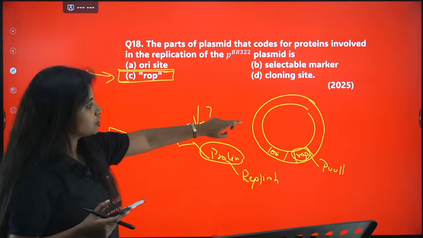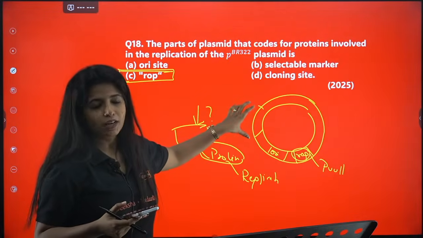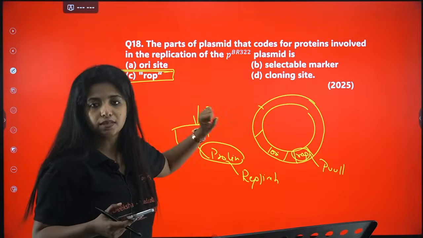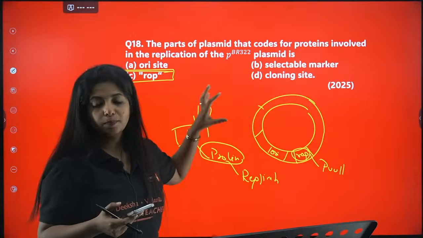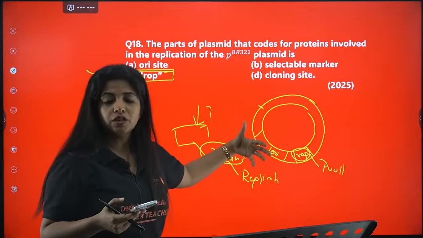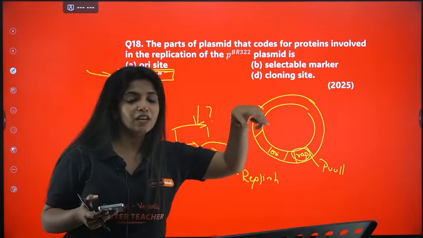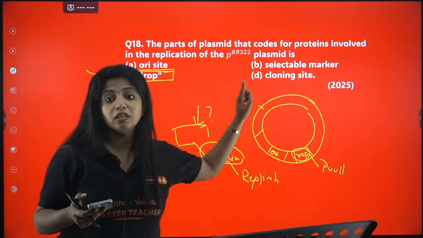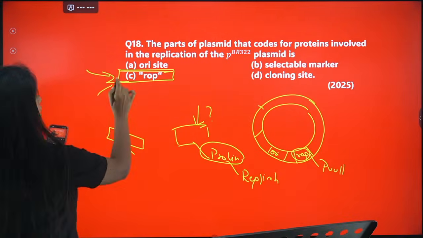Selectable markers are just there. For example, in a selectable marker, I have a resistance gene, that is antibiotic resistance, ampicillin resistance. That means this particular organism which has this plasmid will be resistant to ampicillin. So that is a selectable marker. I am able to select the organism that has that resistance. If it has resistance, it means that it has my plasmid also. So your answer for this question is C, not B.